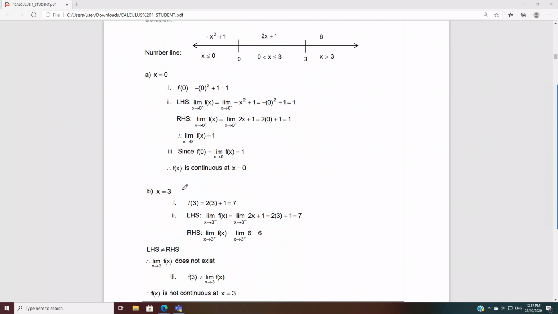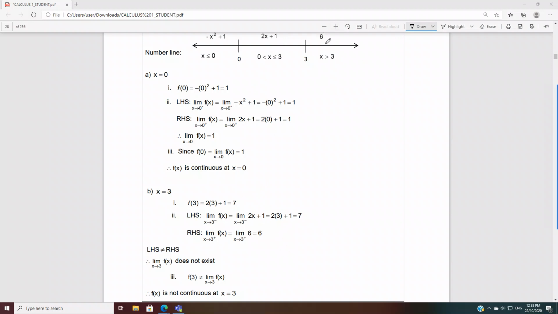Okay, so now we determine whether the function is continuous at x equals 3. Okay, so find f(3). For f(3) we take the one with the equals sign at 3, so we use the function 2x plus 1. So 2 times 3 plus 1 equals 7. Okay, second, we find the left hand side limit. This is 3, so the left hand side is here, so we take 2x plus 1. Substitute x with 3, so the answer is 7.